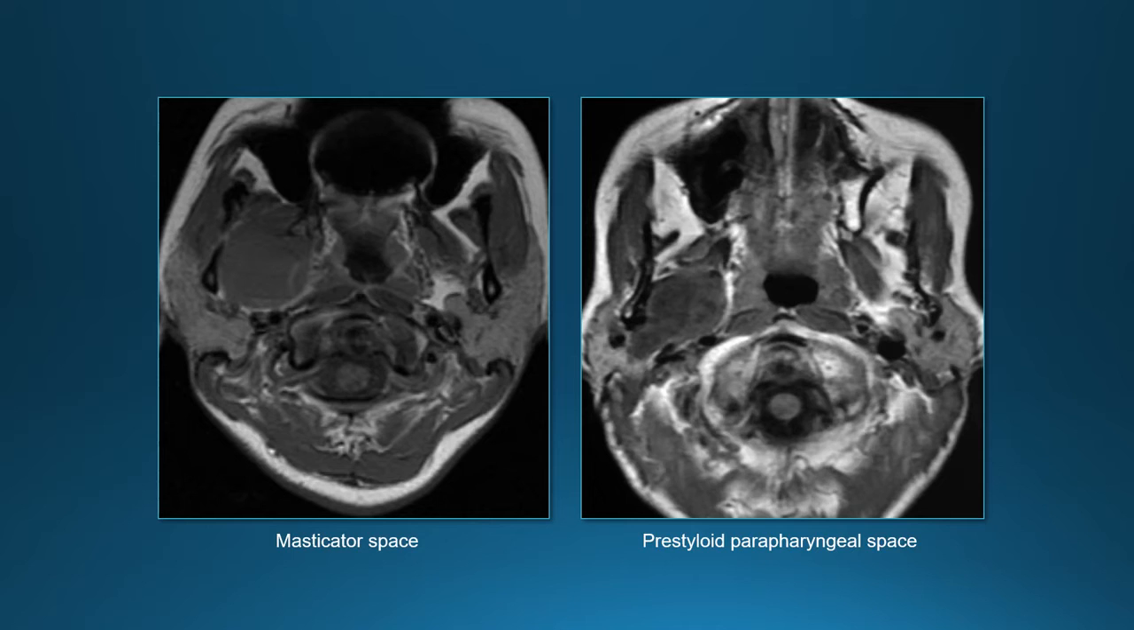Now this is just to contrast a lesion in the masticator space from a lesion in the prestyloid parapharyngeal space. The masticator space lesion displaces the parapharyngeal fat. It displaces the fat both posteriorly and medially, whereas the prestyloid parapharyngeal space lesion just displaces the parapharyngeal fat medially.